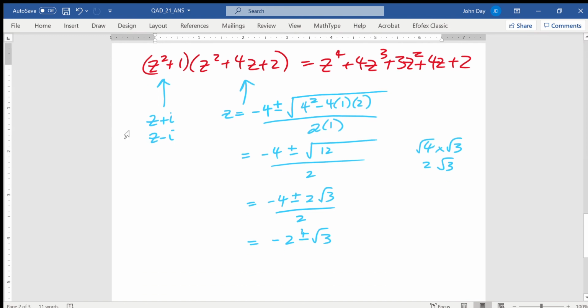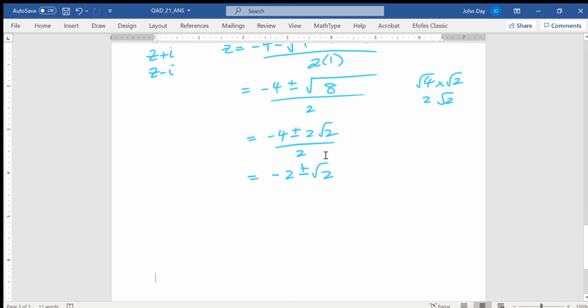Now, hold on a minute. I can't do mathematics. 16 minus 8. That should have been an 8 there. Oh dear. Get rid of that. There we go. It's easy to fix at least, isn't it, with this pen? So I get 16 minus 8, which is 8, right? And that's root 4 times root 2, so 2 root 2. So it's minus 2 plus or minus root 2.